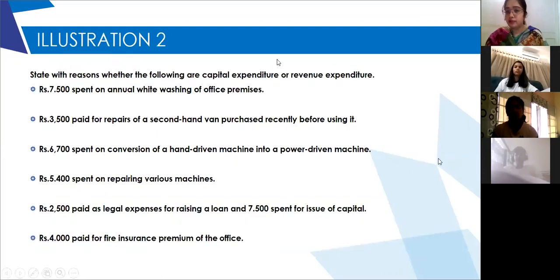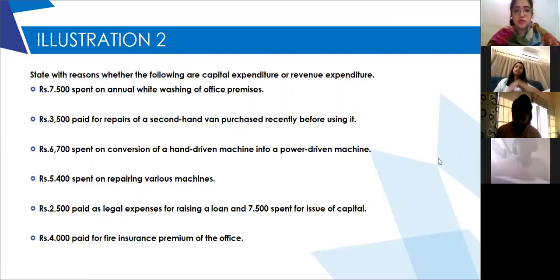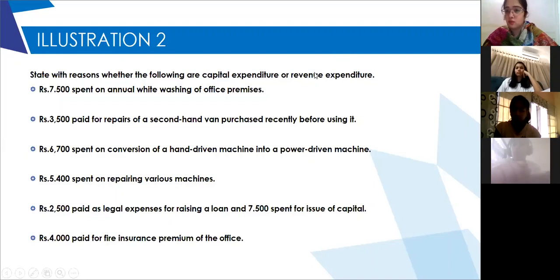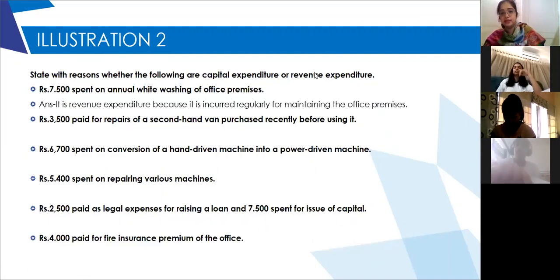Okay, let's start. Now, Meet, you're going to tell me the first one. State with reason whether the following is capital or revenue. 7,500 spent on annual whitewashing of office premises. What will it be? Revenue. Why revenue, Meet? Because it is a recurring day-to-day expense. Okay, we get the painting done on a yearly basis, and it is for maintaining the office premises. It is not increasing any earning capacity of the business.